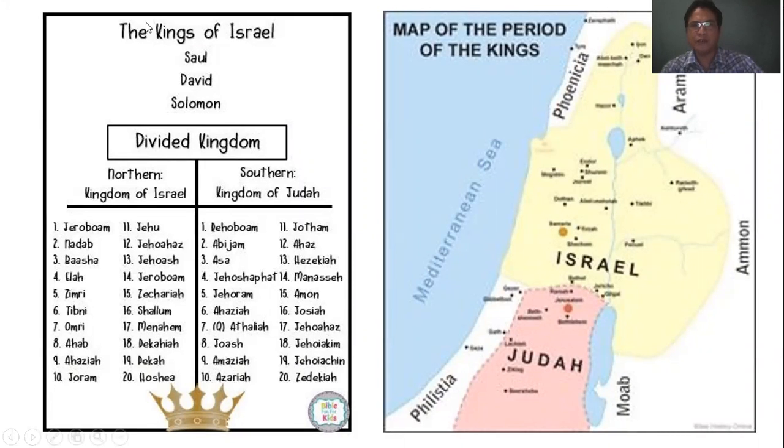The kings of Israel, the United Kingdom, from King Saul to King David down to King Solomon. After King Solomon, the kingdom of Israel was divided into two: the northern kingdom of Israel and the southern kingdom of Judah. You see the map, the northern kingdom of Israel, the yellow one, and the southern kingdom of Judah, the pink color.